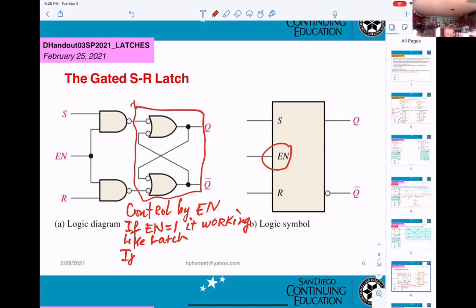That looks like what we already did. The only thing is they put an inverter in the back. If enable equals 0, then the output has no change. If enable equals 0, S and R can be changing, but Q cannot be changing. Whatever it was will be the same. No change.